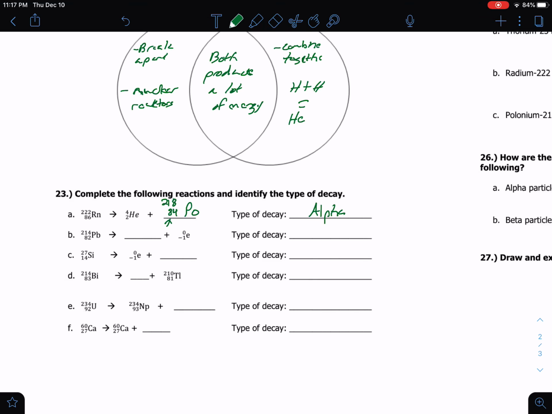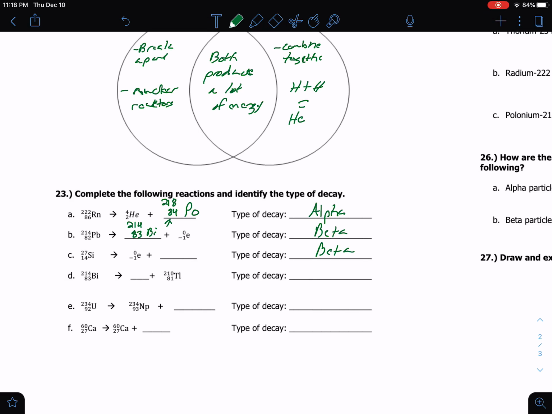The next one I see is 0, -1 e. This is going to be beta. I have 82 on the bottom left, so I need to have 82 on the bottom right. What minus 1 gives me 82? That means it's going to be 83 on the bottom. Your mass doesn't change in beta, so I'm just going to keep 214 on top. And 83 is going to be bismuth on your periodic table. The next one I see is 0, -1 e, so this is going to be beta again.